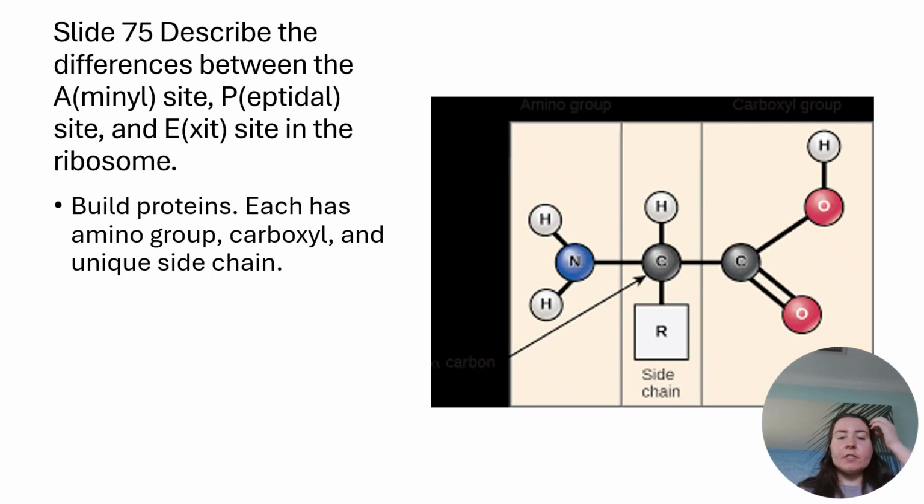75. Describe the differences between the A site and P site and exit site in the ribosome. Builds proteins, each have a carboxyl group and unique side chain.